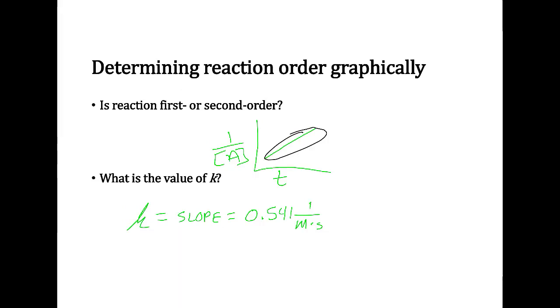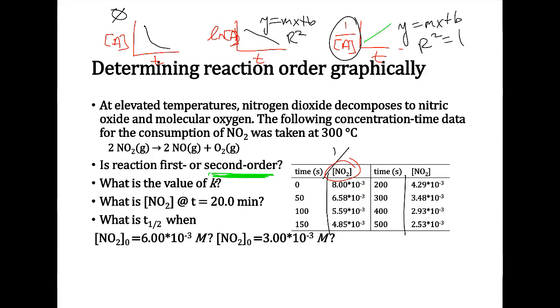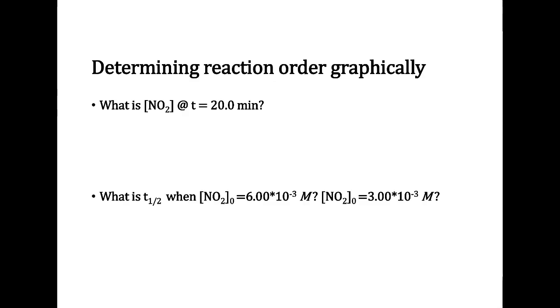So the next question that was asked in this problem was, okay, we figured out it's second order, we figured out what the rate constant was, and we double checked the units of our rate constant. So now we want to know what the concentration of NO2 is at time equals 20 minutes. So we're going to start by converting our 20 minutes to seconds, because our initial data was in terms of seconds.